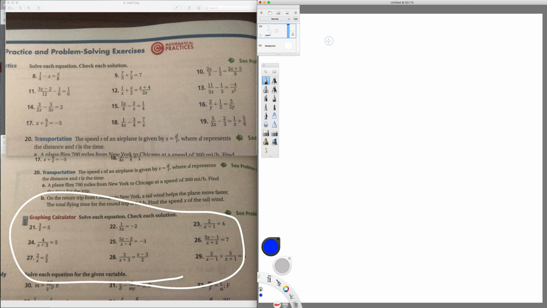23. We have 2 over x minus 1 is equal to 4. So my only denominator is x minus 1, so I'm going to multiply by an x minus 1. And I'm putting it in parentheses because if you have something that needs to be multiplied, it's going to have to be distributed to both those pieces there. I'm not going to have to distribute on this one because this x minus 1 and that x minus 1 are going to cancel out.